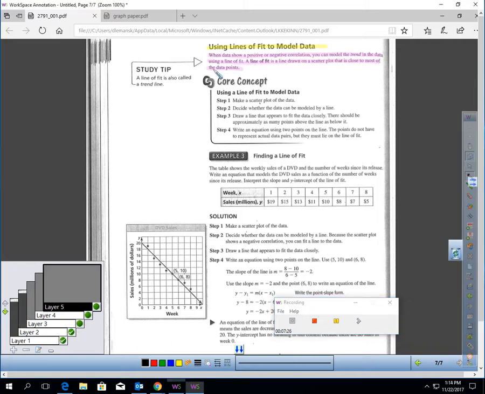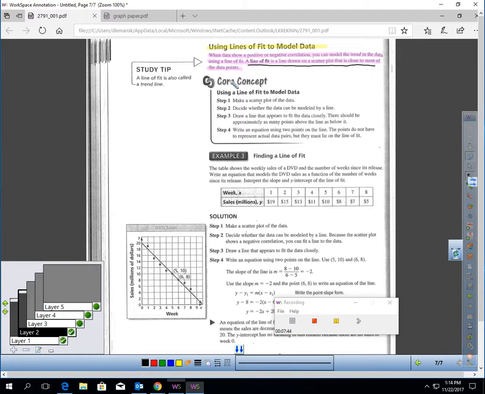So first of all, when data show a positive or negative correlation, you can model the trend in the data using a line of fit. A line of fit is a line drawn on a scatter plot that is close to most of the data points. So I would definitely get that in your notes.